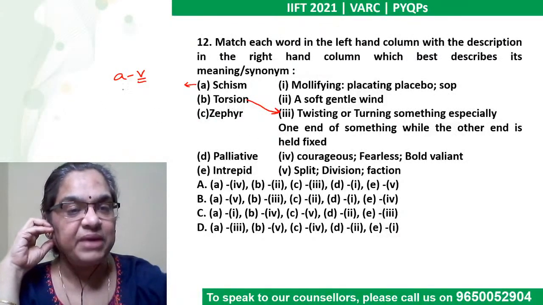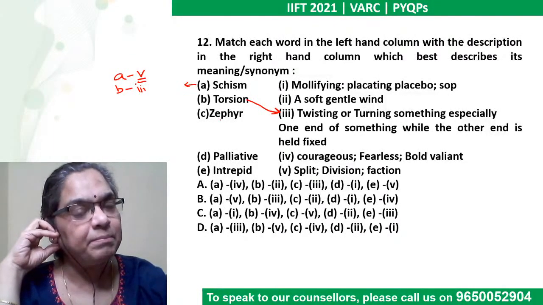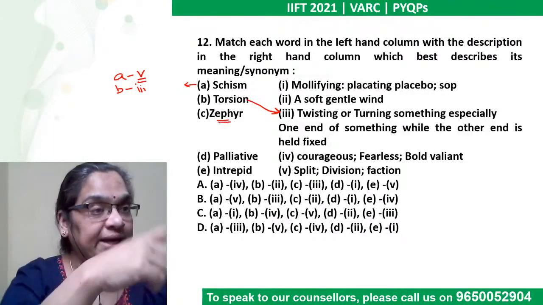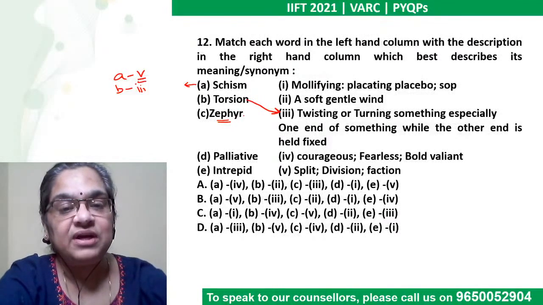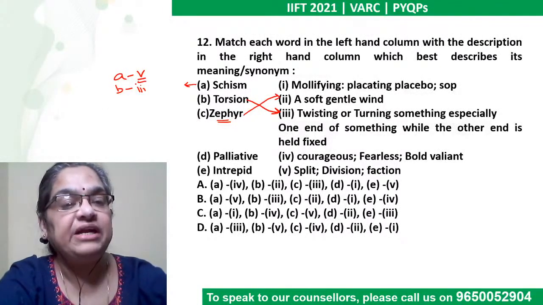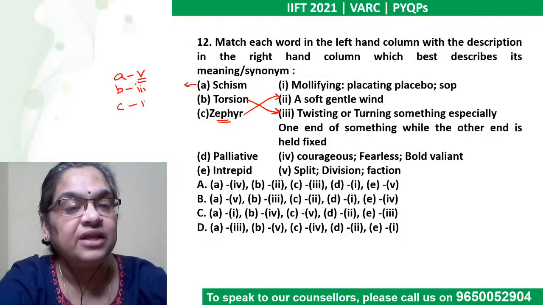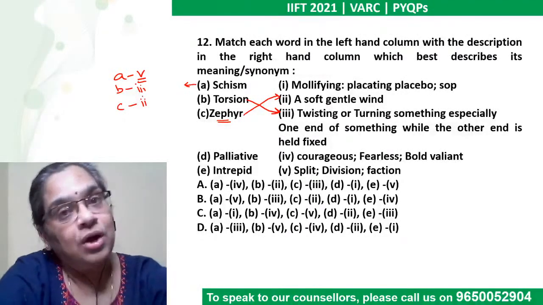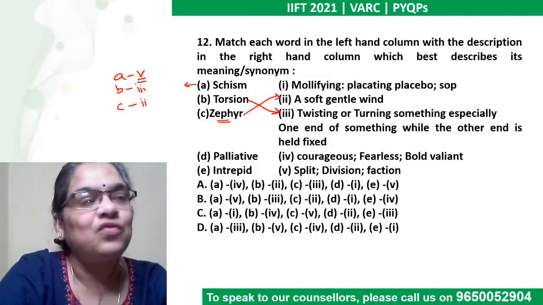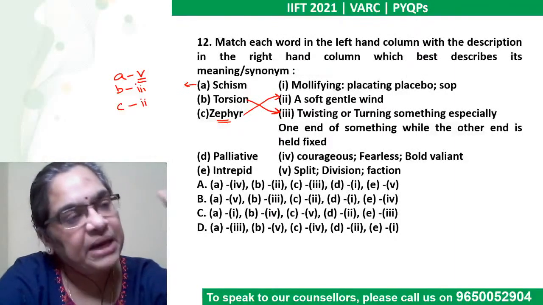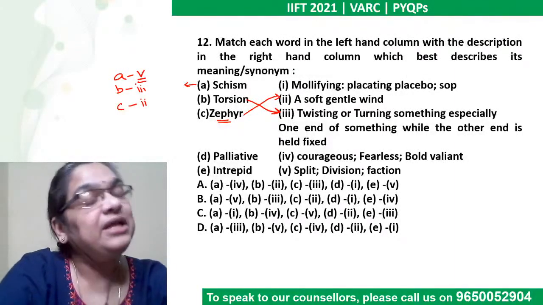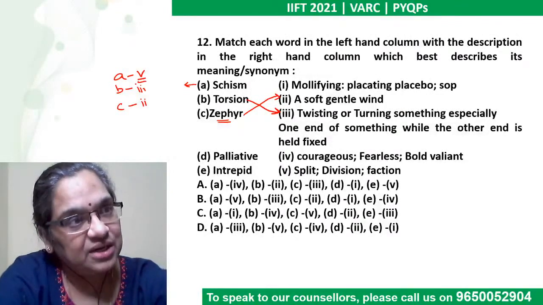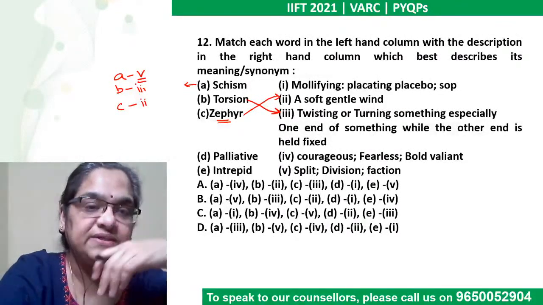Zephyr, another big favorite. So B is 3. Zephyr is another big favorite of examiners from my time to yours. Zephyr is a soft, gentle wind. Earlier, the gentle wind that blew in the evenings across the Mediterranean was called a zephyr. Now, any pleasant evening breeze, any breeze which is gentle, therefore pleasant, is called a zephyr.